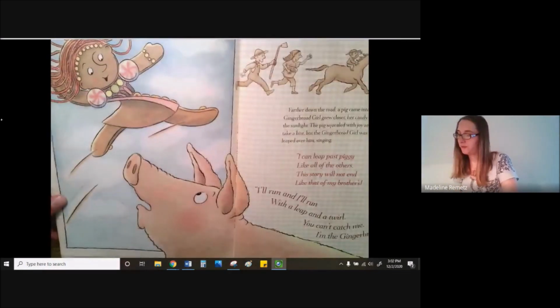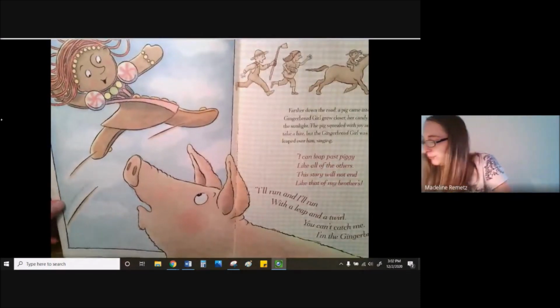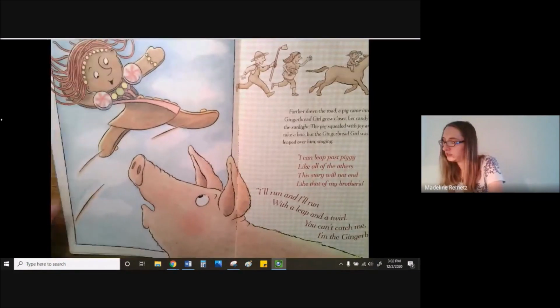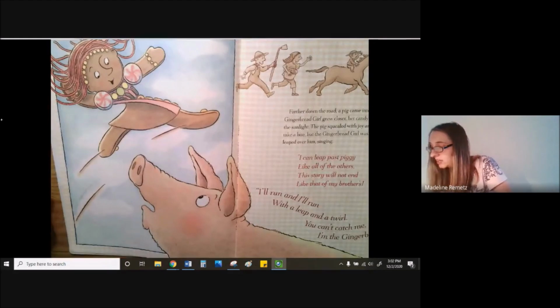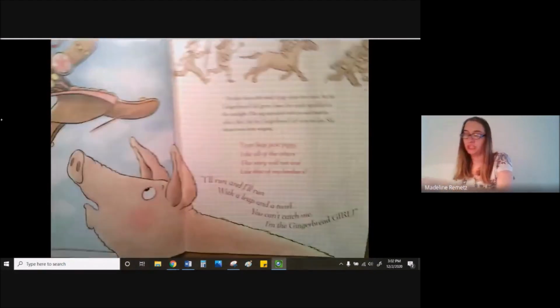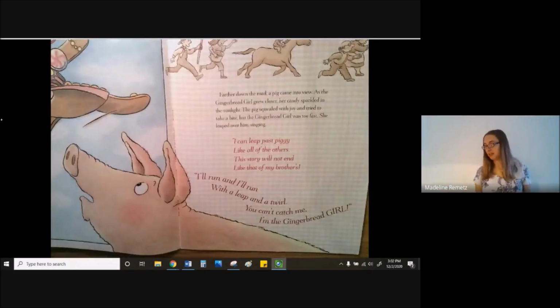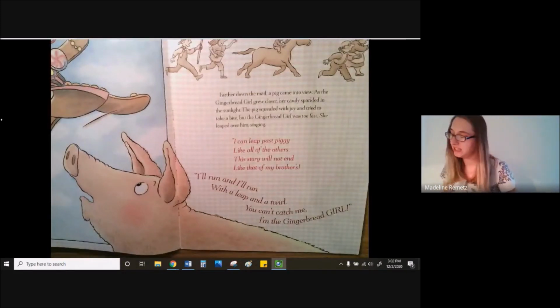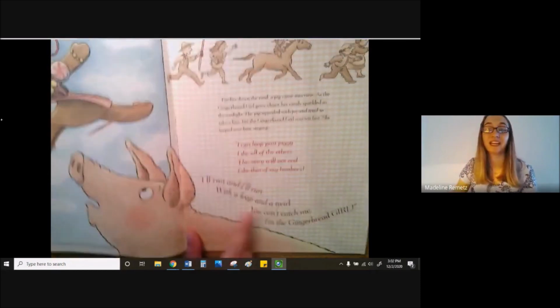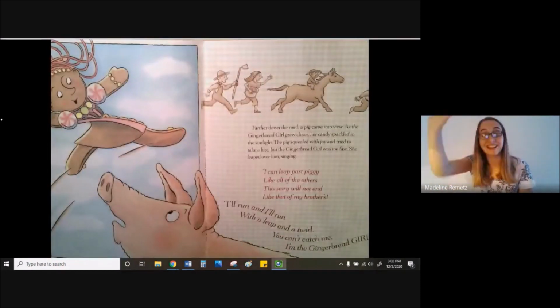Whew. Further down the road, a pig came into view. As the gingerbread girl grew closer, her candy sparkled in the sunlight. The pig squealed with joy and tried to take a bite, but the gingerbread girl was too fast. She leaped over him, singing, "I can leap past Piggy like all of the others. This story will not end like that of my brothers. I'll run and I'll run with a leap and a twirl. You can't catch me, I'm the gingerbread girl."